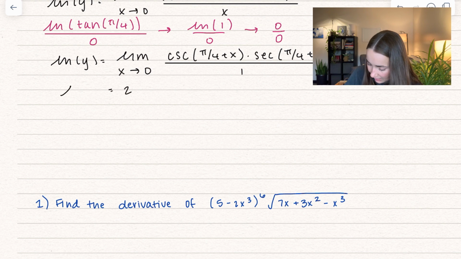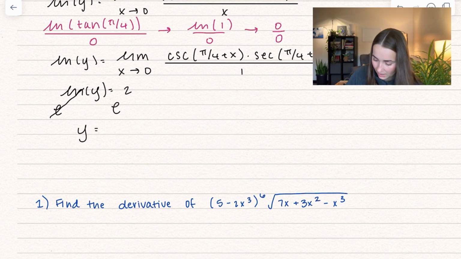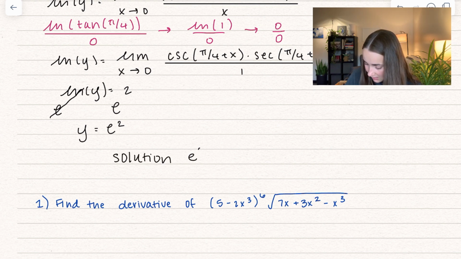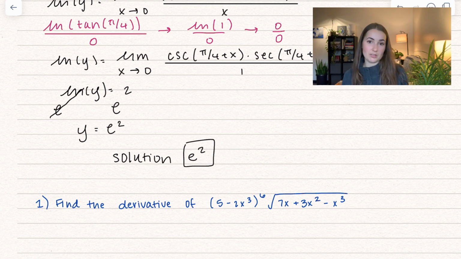But remember, natural log of y is equal to 2, not just y, the solution itself. So I'm going to make both sides e to the power of that. That way, e and natural log cancel each other out, so we get y is equal to e to the power of 2. So that means our solution, or our actual answer, is going to be e squared. That's how we can use the natural log to evaluate limits as well.